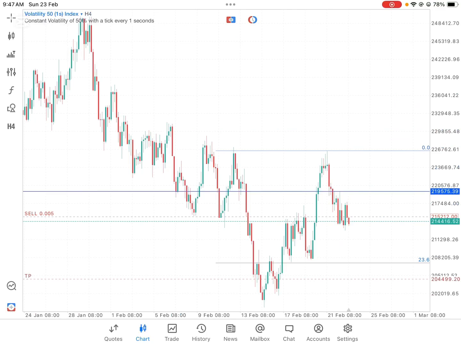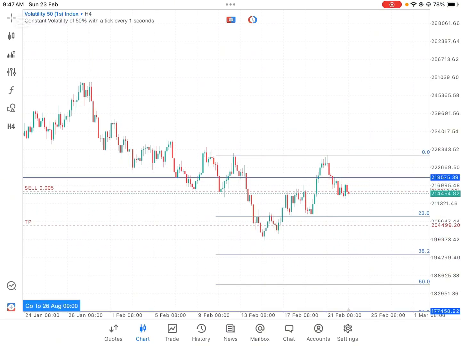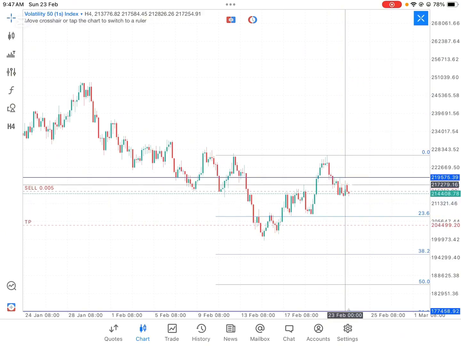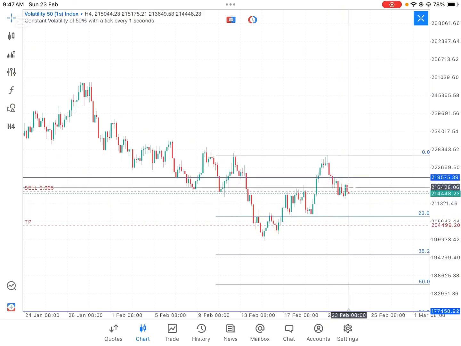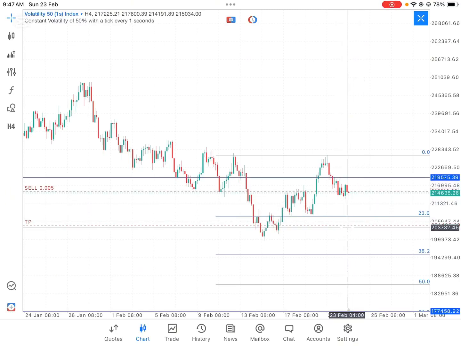So currently on H4, we already had our pullback, our buy pullback. That's why I called for sells. Since we already had a buy pullback, we're expecting this new H4 candle to give us a massive fall. If we get a massive fall, then TP is ours. So that's all for now on this pair. Enjoy, guys.